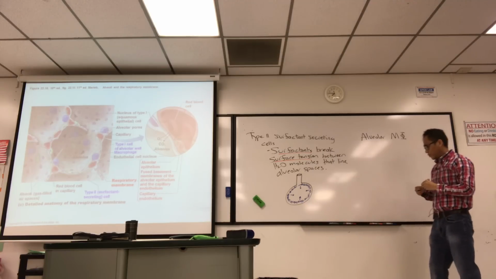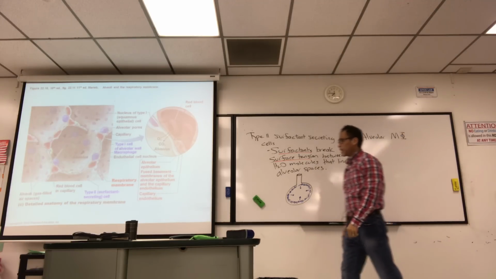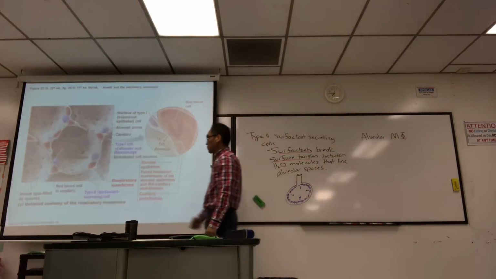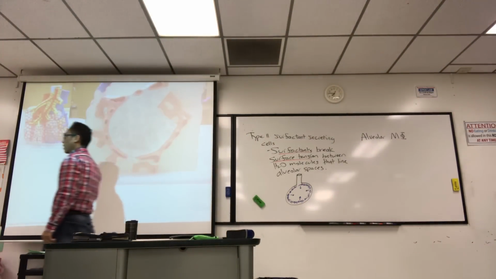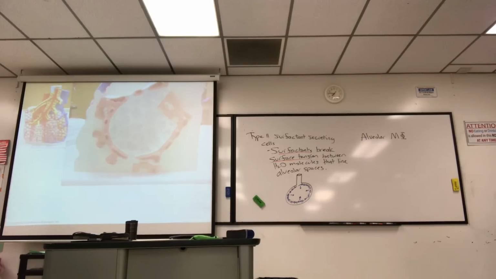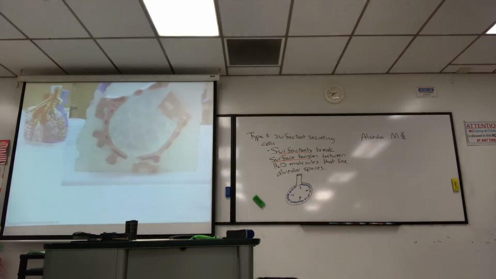They're macrophages, so that's what they do. They phagocytize things, they keep things sterile in the alveolar spaces. I'm going to move on, and I'm going to turn the lights off so we can see the picture better. This is an alveolar space on the back of our model.